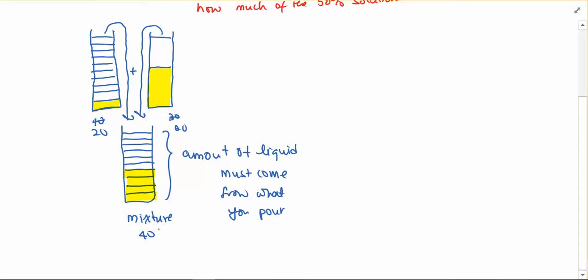Now what about the strength of this, right? So if I were to pour 10 pints from this first one, then that's a 10% strength. So we are going to get 10 times 0.10 of pure mixture. And if I were to pour the rest from here, that's 30. That's going to come in and give me 30 times 0.5, because it's a 50% strength mixture going into here. So understand that this mixture must come from the two things you're mixing.